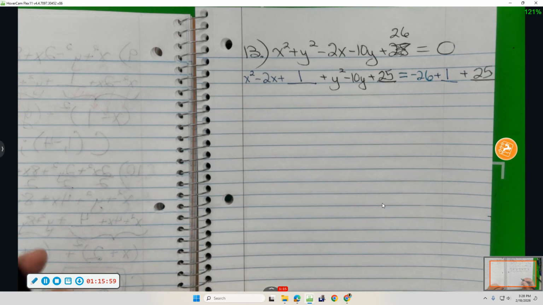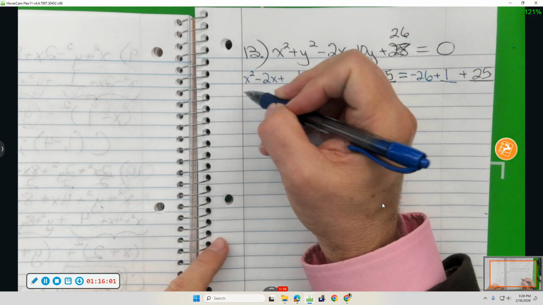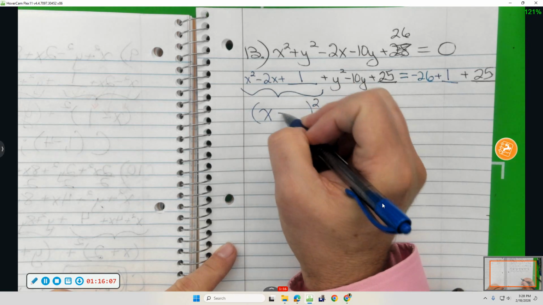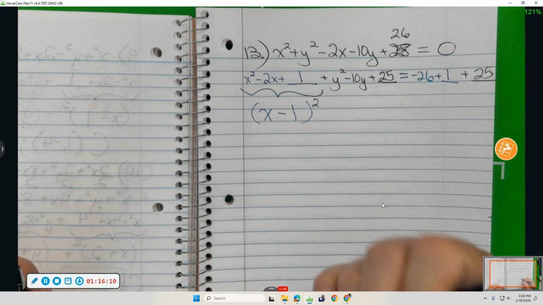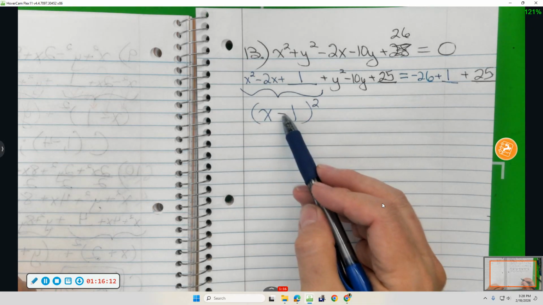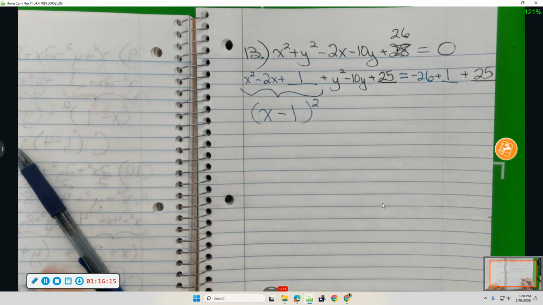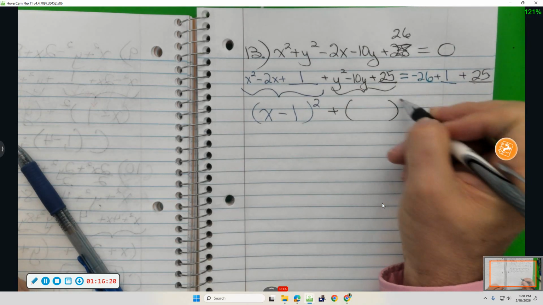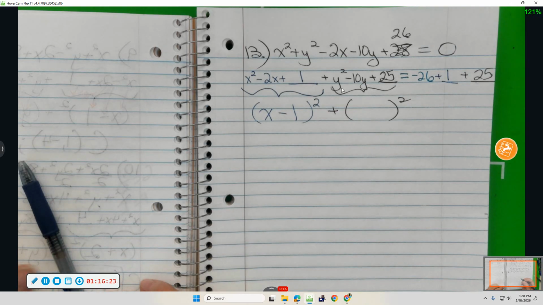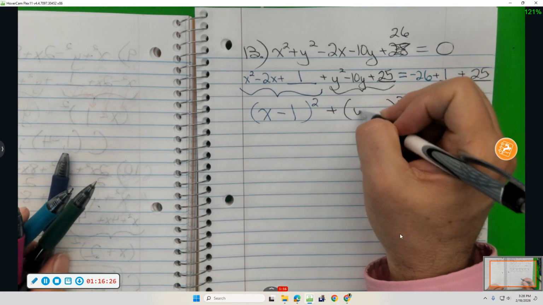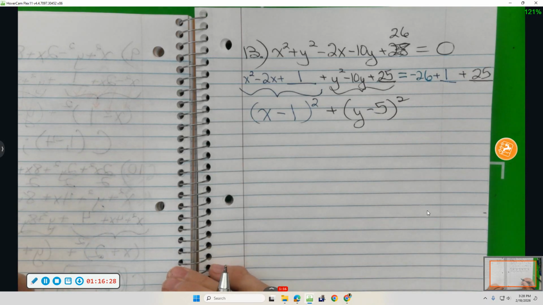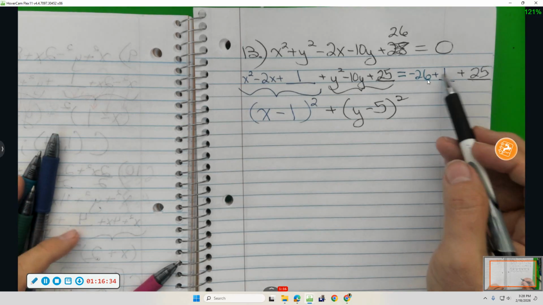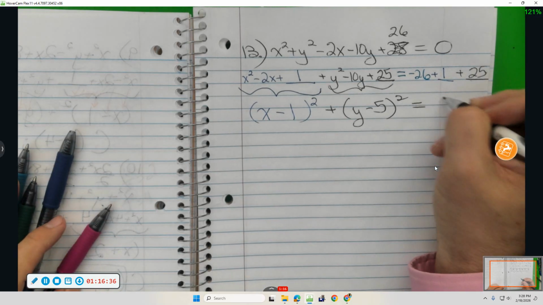Let's factor the x terms. X squared minus 2x plus 1. How will that factor? X minus 1 quantity squared. Variable, sign, half of that number. Plus, let's factor the y trinomial. What's going to go inside those parentheses? Y minus 5, I agree with that. What have we got on the right-hand side? Negative 26 plus 26, I agree with 0.